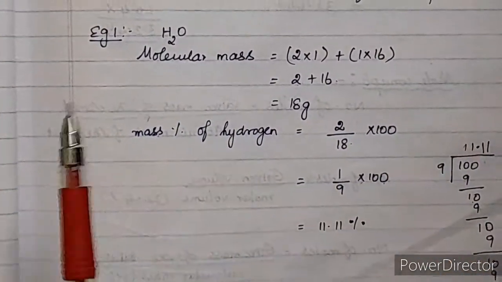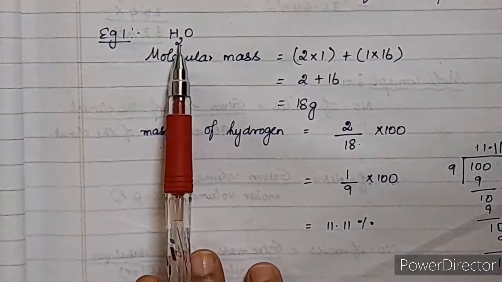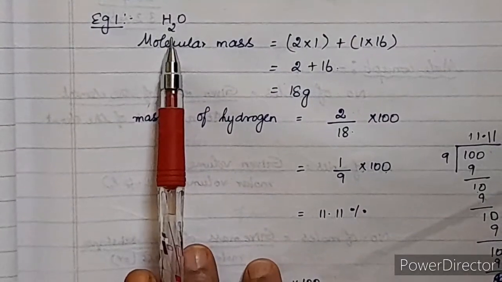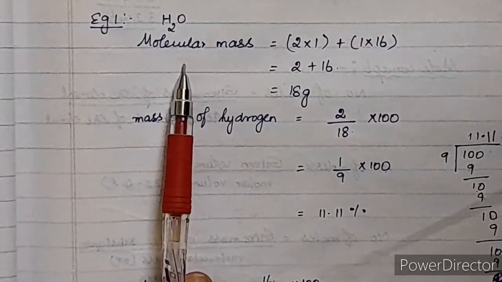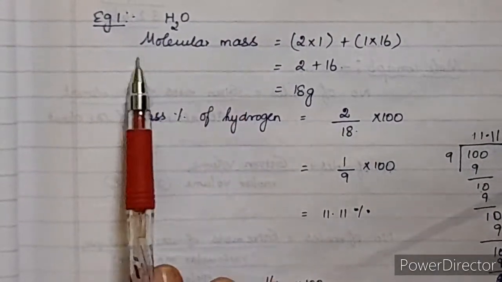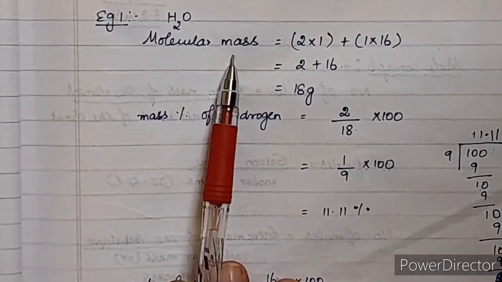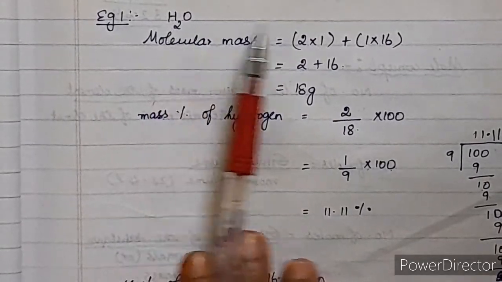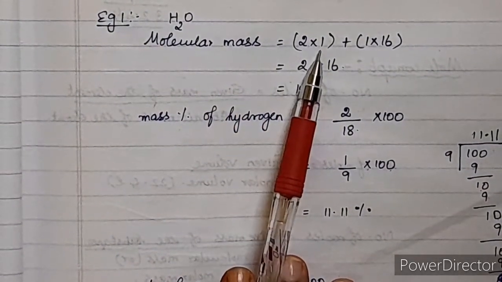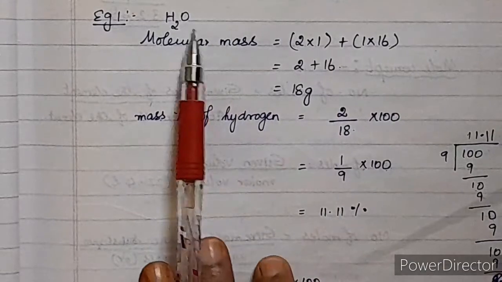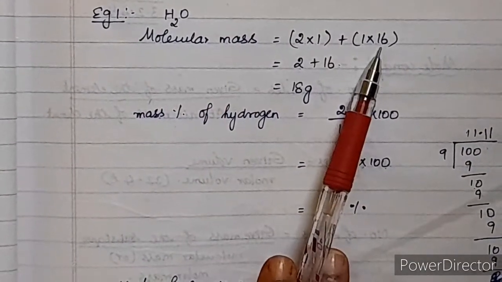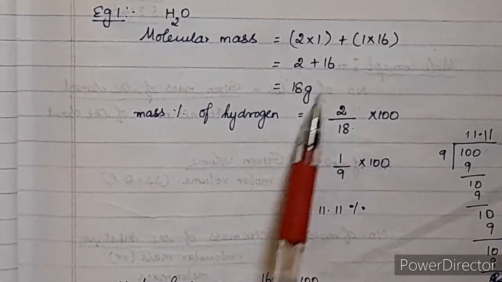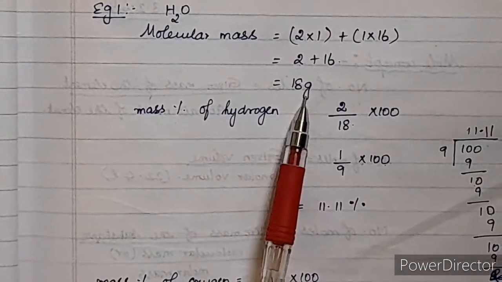Now let's see the numerical problem so that you can understand this formula very clearly. Now the first example is we are going to calculate the mass percentage of hydrogen in the molecule water. For that we have to calculate the molecular mass. Now how to calculate the molecular mass we have seen in the earlier classes, isn't it? Now first we will count the number of hydrogen present in water. Hydrogen is 2 into the atomic mass of hydrogen is 1 plus how many oxygens are there? 1 into the atomic mass of oxygen is 16. So 2 plus 16 is 18. So this is the molecular mass of water.